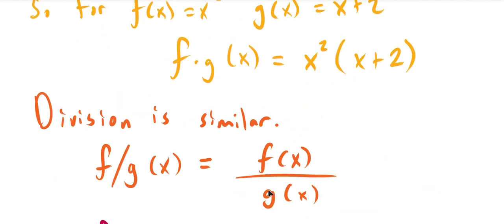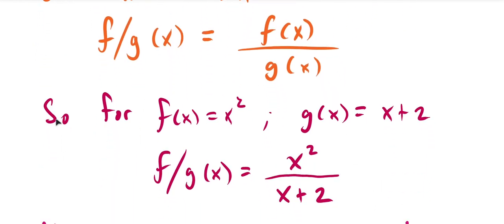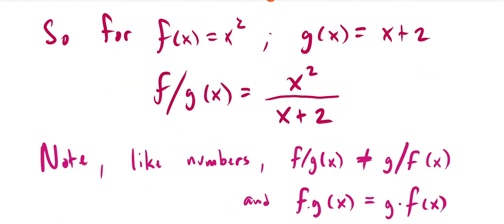Division is also similar. If you want f over g, or f divided by g of x, that's f of x divided by g of x. And that's no different than taking f of x's rules and putting them in the numerator, and g of x's rules and putting them in the denominator. We will culminate this series with rational functions, and we'll talk a lot more about things that look like this. Now, notice, like numbers, this denominator cannot be 0. And so, in other words, your g of x cannot be 0.